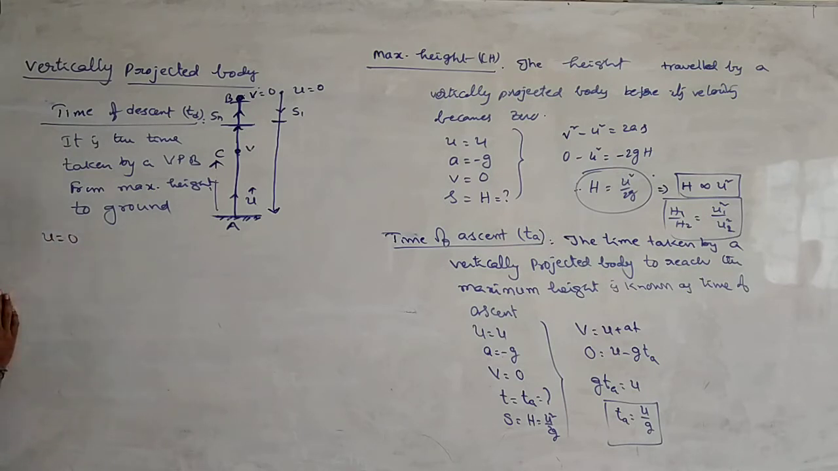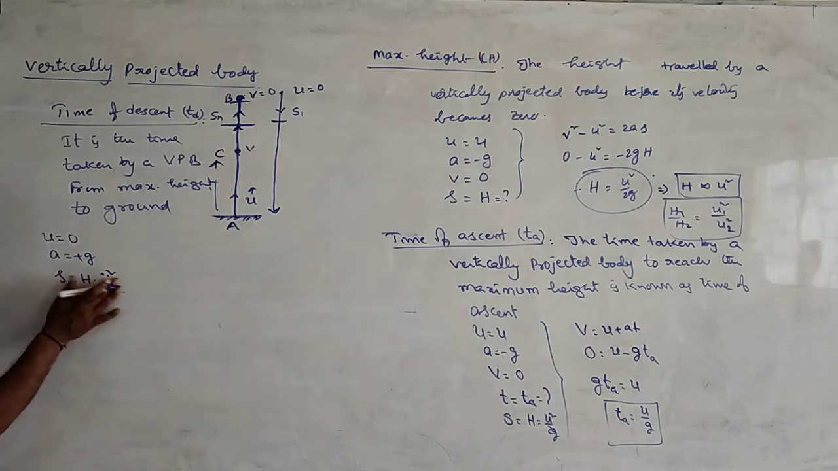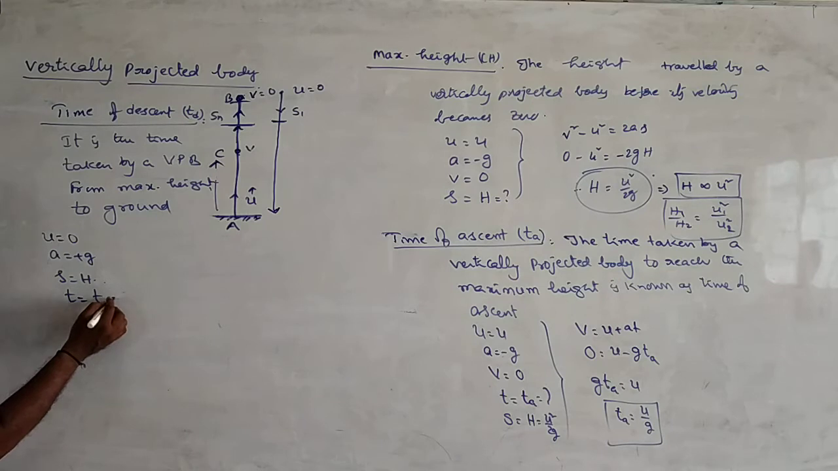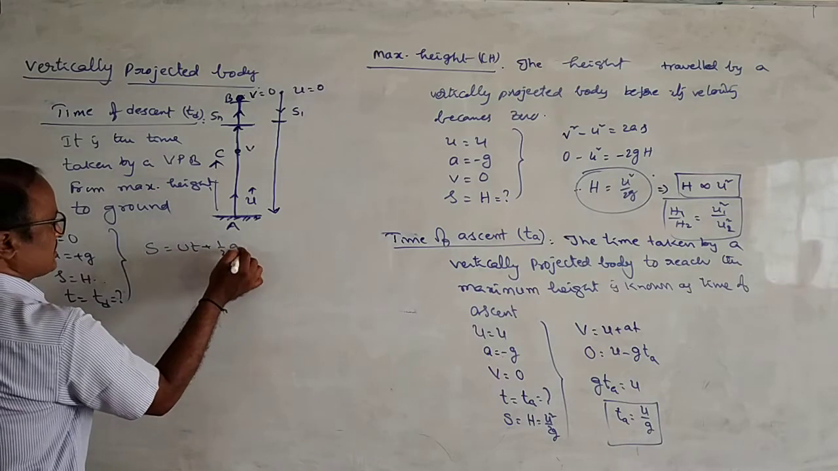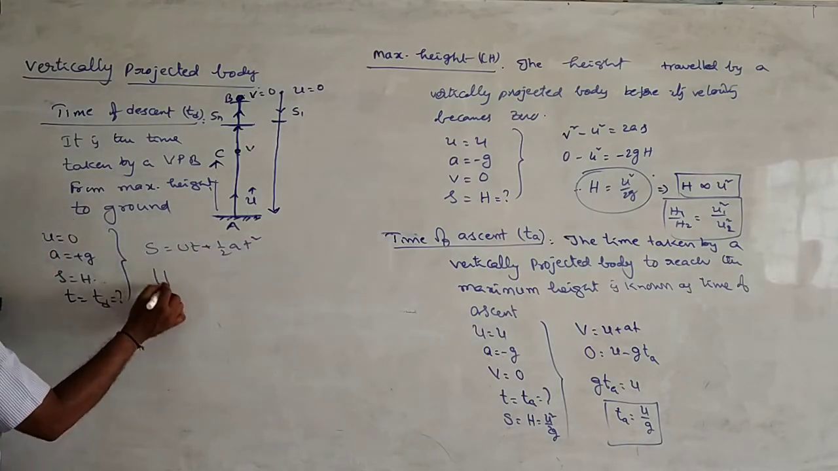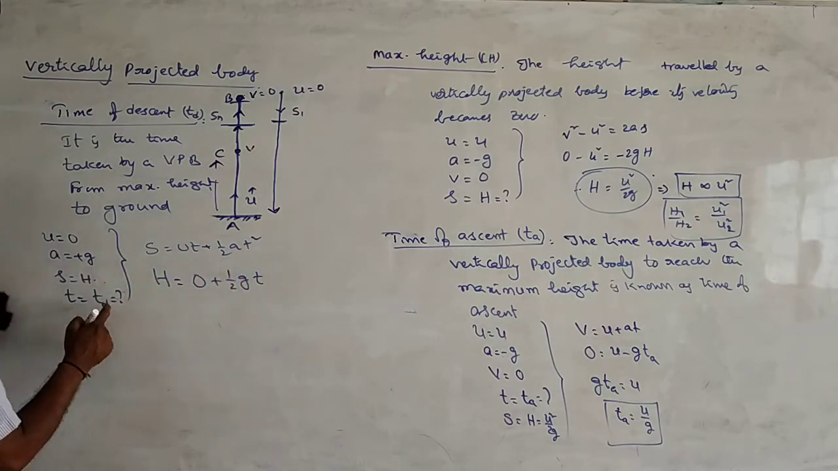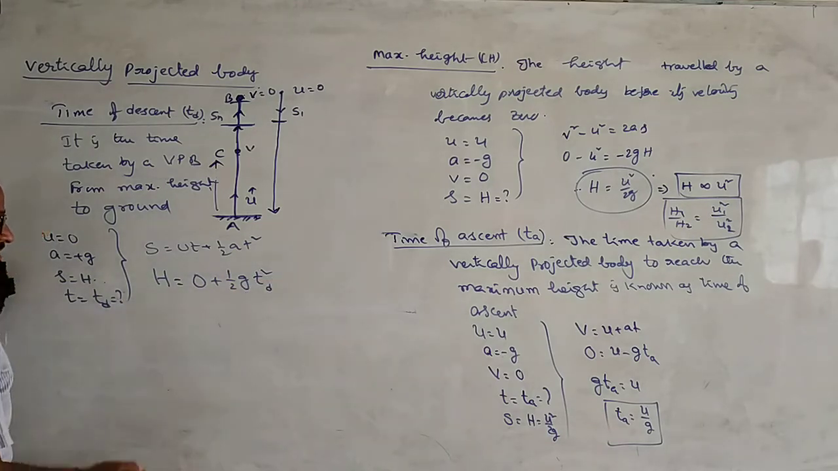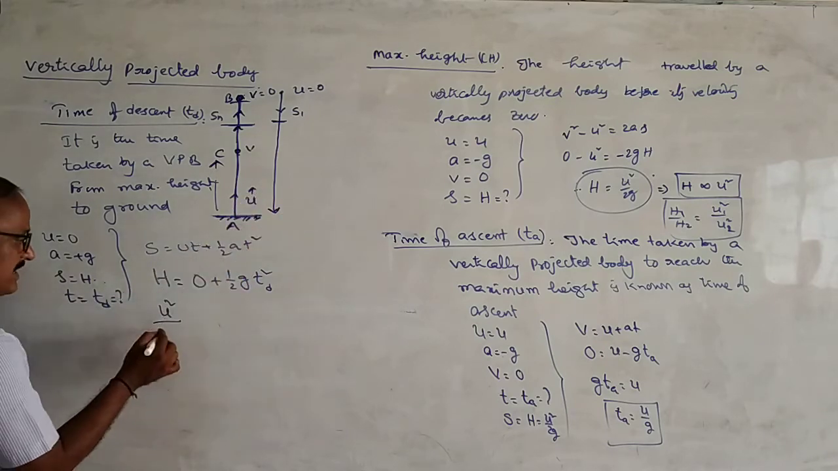Initial velocity u is 0, a is equal to plus g, and s is equal to H, where H is equal to u square by 2g. We will find the value of t equal to Td, time of descent. Again use the formula s is equal to ut plus half a t square. Here s is H, u is 0 in the downward journey, plus half g into t, where t is replaced by Td. H is also equal to the maximum height formula as derived in the previous section, u square by 2g.